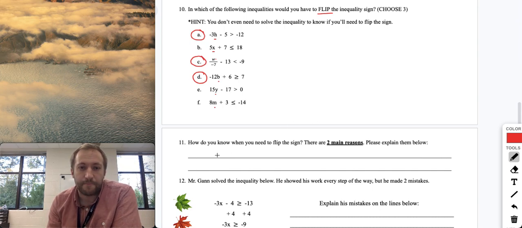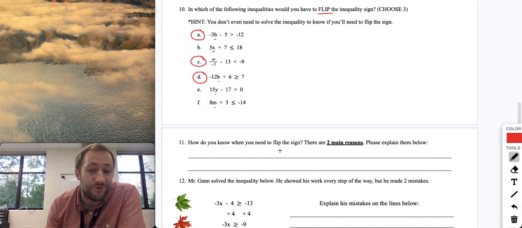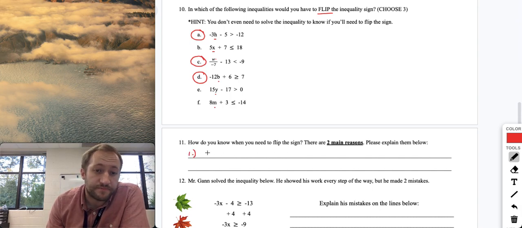Let's look at number 11. How do you know when you need to flip the sign? There are 2 main reasons. Please explain them below. The first one is when the variable is on the right side. You have to flip it.